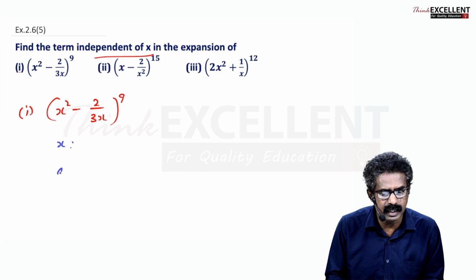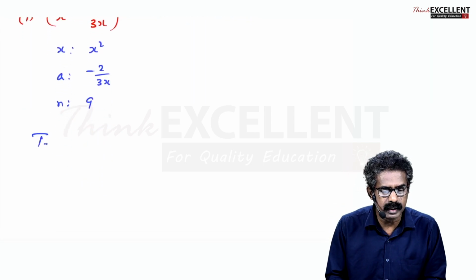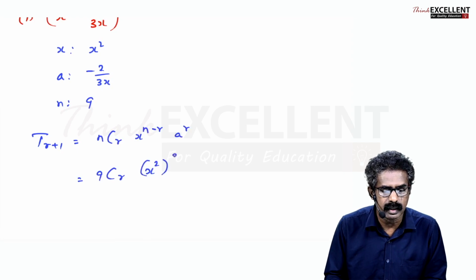x plus a raised to n: x is x square, the second term, with sign, you take minus 2 by 3x, and n is the power 9. T r plus 1 is equal to the formula nCr x raised to n minus r, a raised to r. Substitute n value: 9Cr, x is x square raised to 9 minus r, a value minus 2 by 3x raised to r.